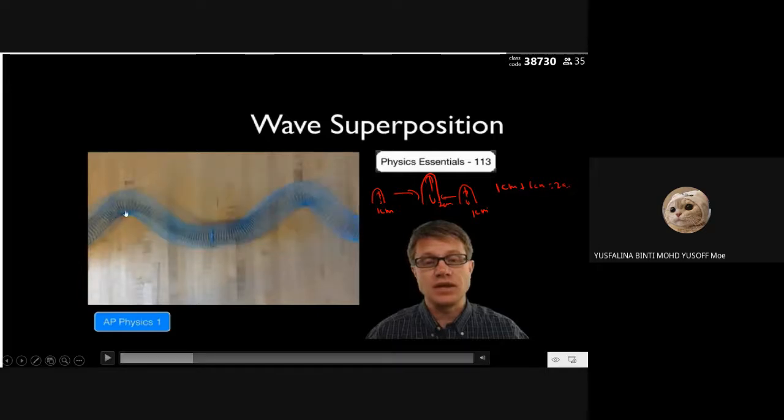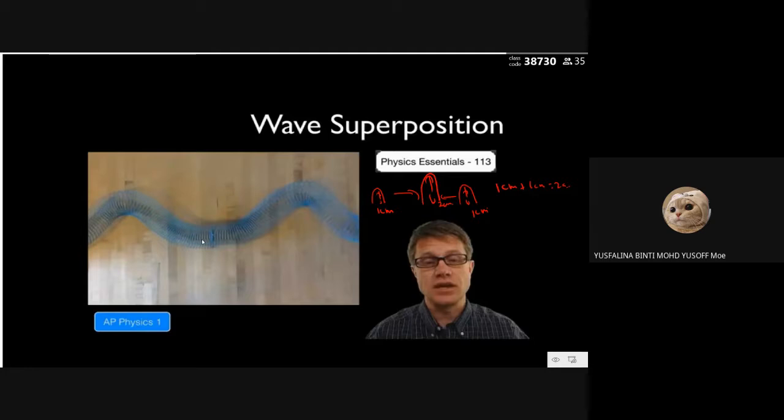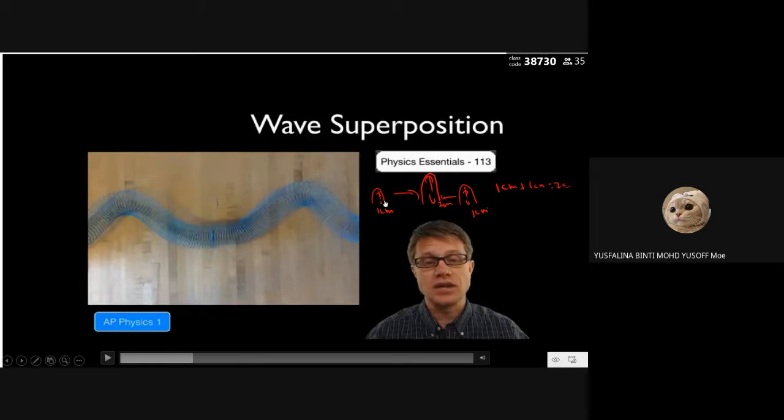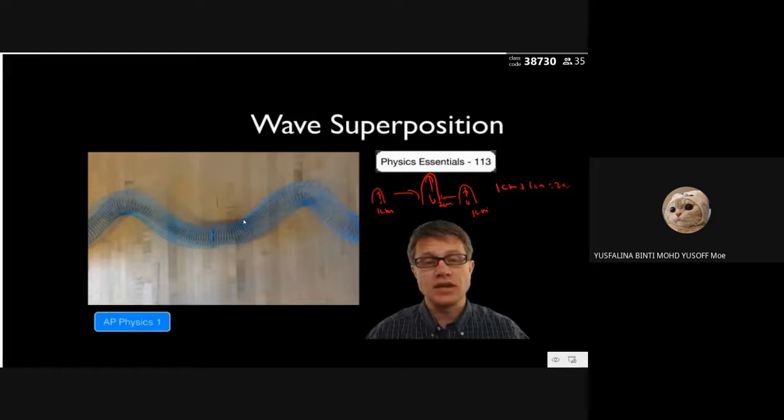So there are two waves. You can see the first one comes from the left and the other comes from the right. So what happened at the middle here when they overlap with each other? They will use the principle of superposition, the one that I mentioned just now. 1 cm from the left and 1 cm from the right, so at the middle here it will become 2 cm. So this is actually the principle of superposition.